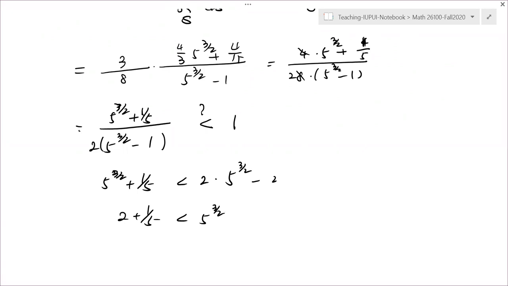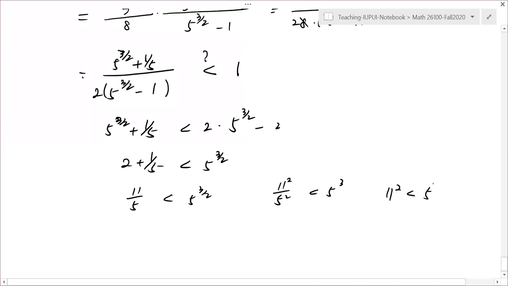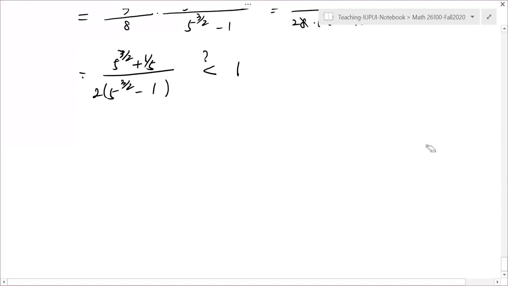I think this is still not clear. So then you can say 11/5 < 5 to the 3/2. Then you square both sides: 11²/5² < 5³, right? Then you see 11² < 5^5. I think that is obvious now. So indeed this is less than 1. The height is less than 1. The highest one is 1, the lowest one is 0, so the average is somewhere in between. And this is the average value. The average value of the height, okay?